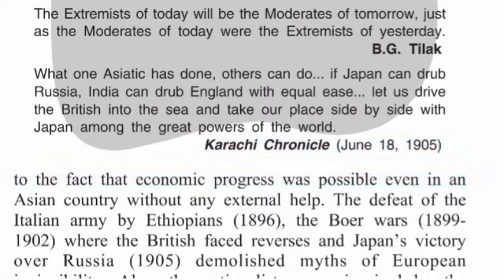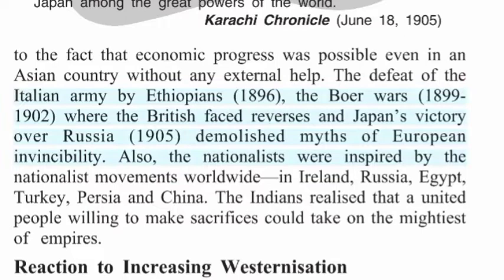The defeat of the Italian army by Ethiopians, 1896, the Boer Wars, 1899-1902, where the British faced reverses, and Japan's victory over Russia, 1905, demolished myths of European invincibility. Also, the nationalists were inspired by the nationalist movements worldwide, in Ireland, Russia, Egypt, Turkey, Persia and China. The Indians realized that a united people willing to make sacrifices could take on the mightiest of empires.